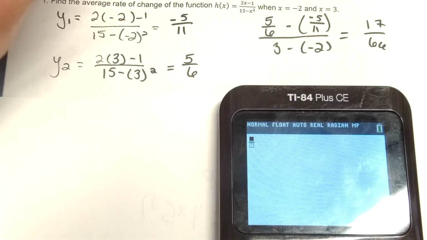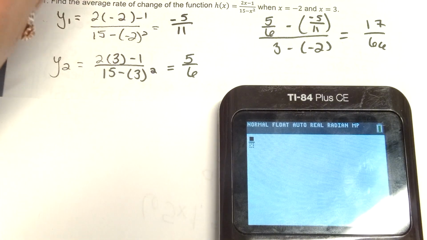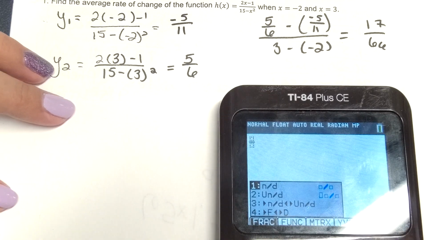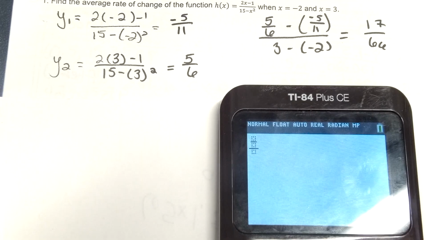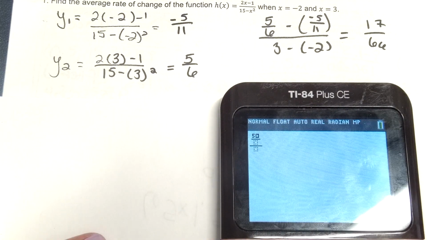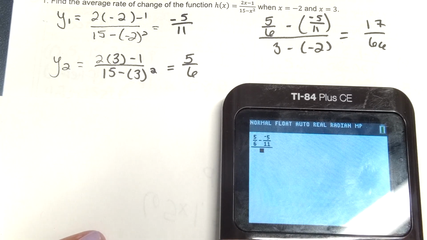Now, a lot of you stop here like, what do I do now? How do I put a fraction in a calculator? Everybody should be saying this. What buttons do you push to put the fraction in a calculator? Alpha y equal. And yes, you can have fractions over fractions. So make sure you're doing this. So I put 5/6 minus alpha y equal again, negative 5/11. You can put in parentheses for the sake of time.